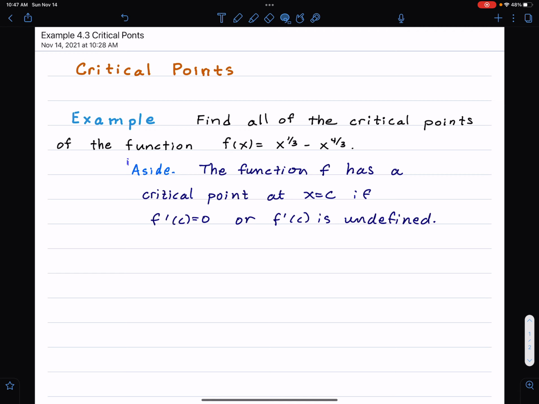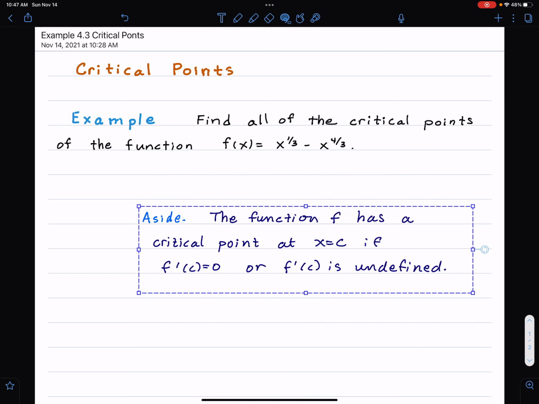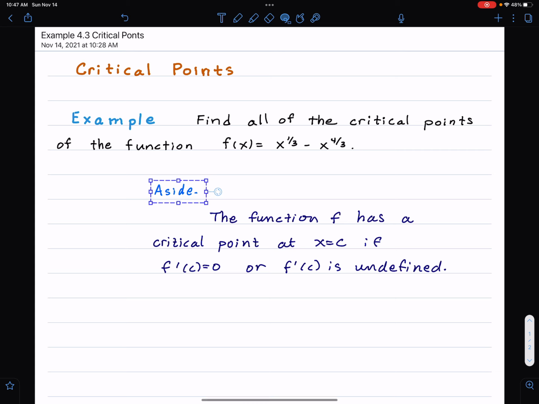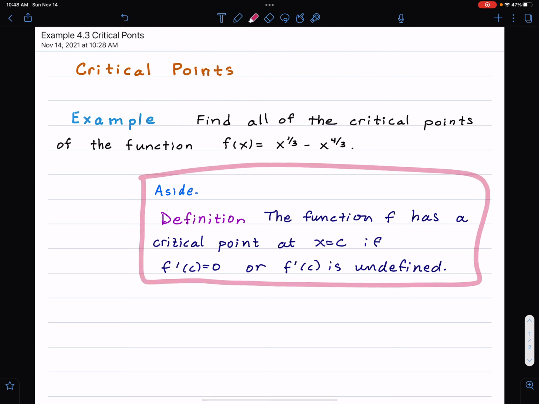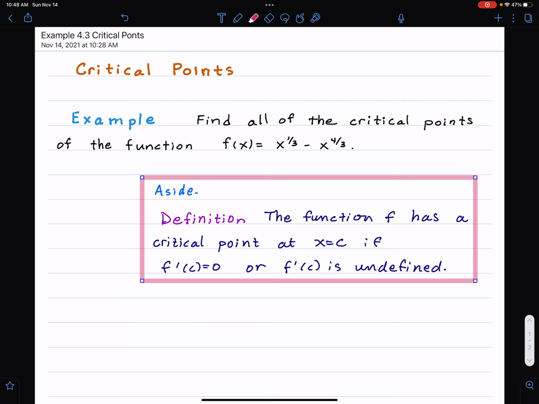All right, so that's what we're looking for. We're looking for where the derivative of this function is either undefined or equal to 0. This is the definition of a critical point, so I'll write definition here. Okay, got that, and put that on its little side over there. Now we're back to our function.